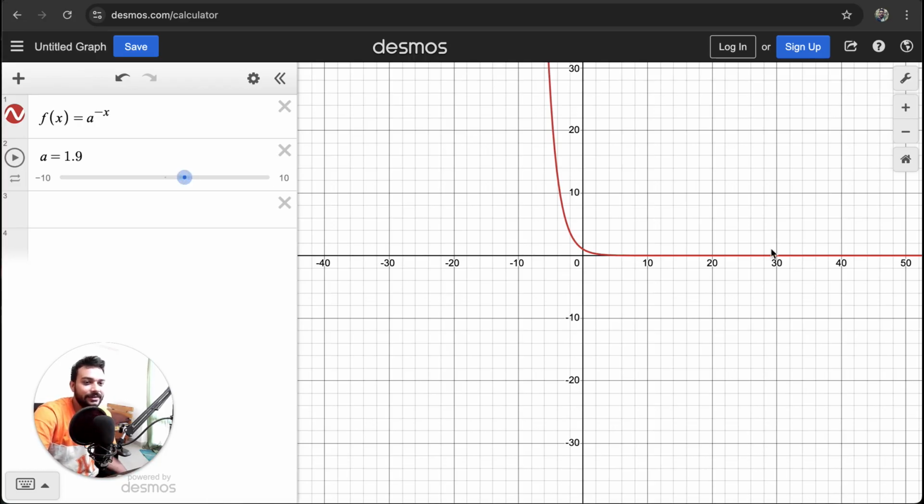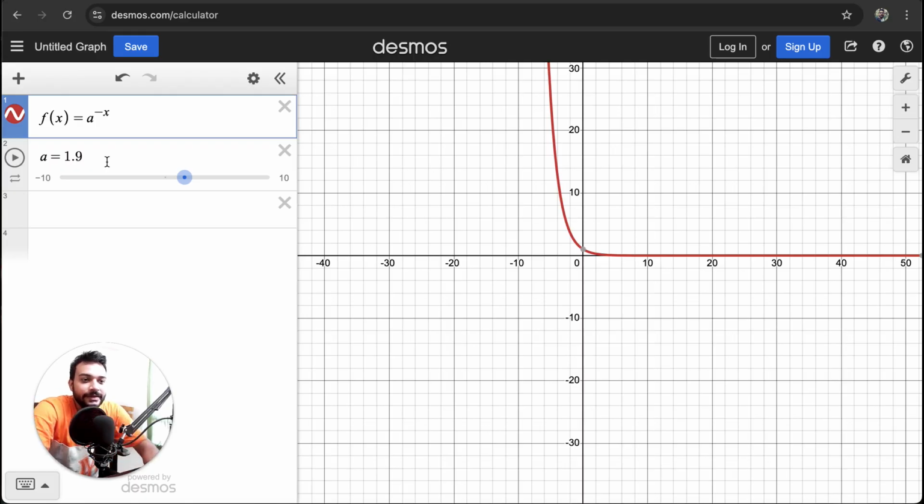As x increases, it will be like 2 raised to the power negative 100, which is 1 upon 2 raised to power 100. So 1 upon a very big number, which is approximately leading you to a 0, which is why you see this horizontal asymptote. It's approaching y is equal to 0. Okay, the asymptote is y is equal to 0.